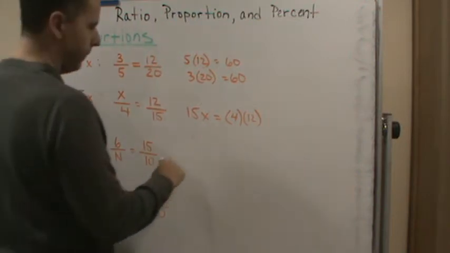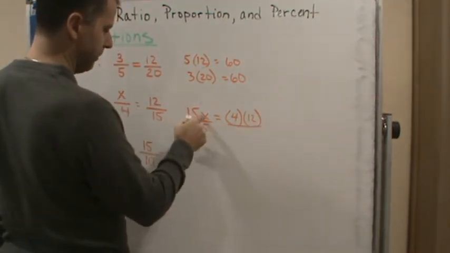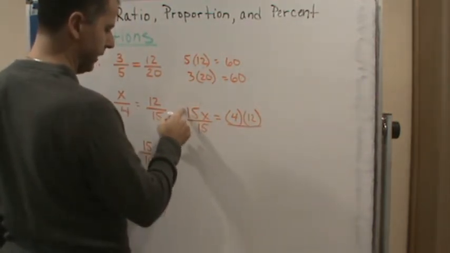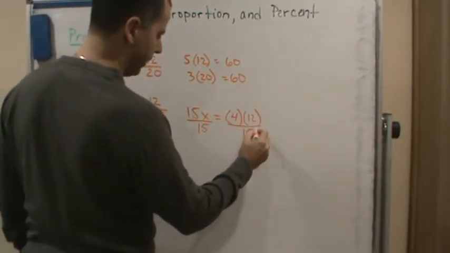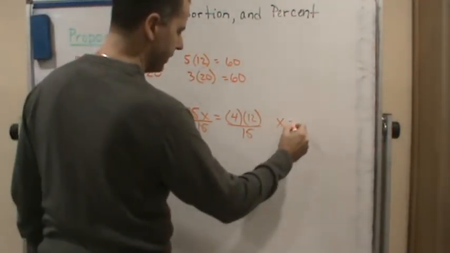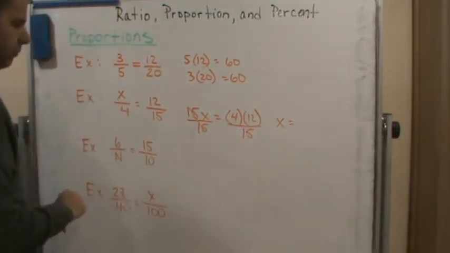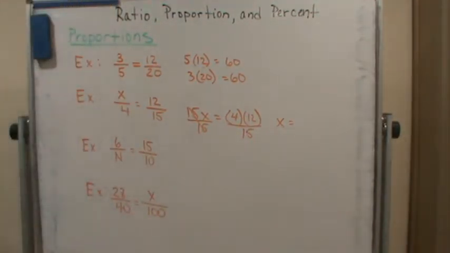Now I can divide both sides by 15, right? Because I need to get rid of the 15, and this is multiplication, so I'm going to divide by 15 to make this 1. And so that means I'm going to have to divide by 15 over here. That gives me x is equal to 4 times 12 divided by 15. And that gives me 48.